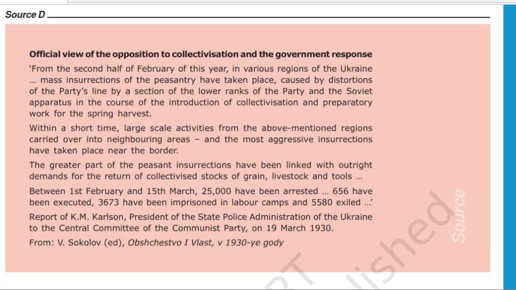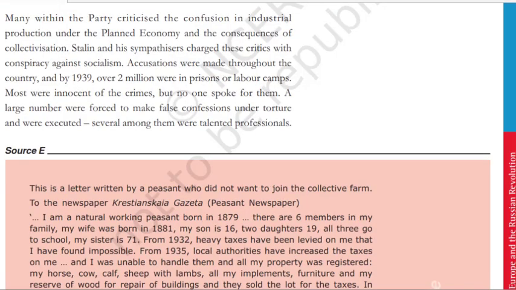Many within the party criticized the confusion in industrial production under the planned economy and the consequences of collectivization. Stalin and his sympathizers charged these critics with conspiracy against socialism. Accusations were made throughout the country, and by 1939, over 2 million were in prisons or labor camps. Most were innocent of the crimes, but no one spoke for them. A large number were forced to make false confessions under torture and were executed. Several among them were talented professionals.